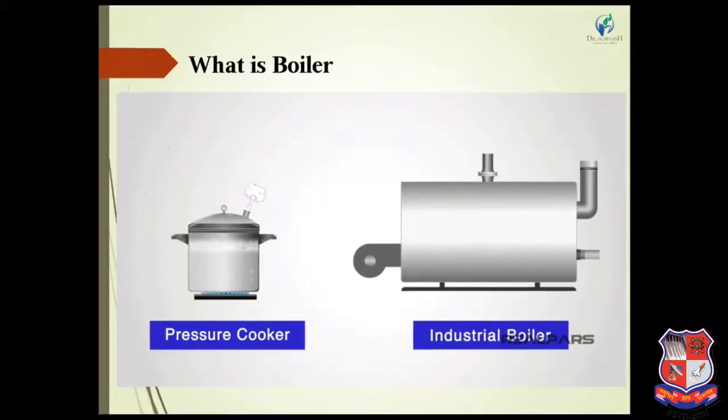Next is an industrial boiler. An industrial boiler is large in size compared to our pressure cooker. There is an input of water and an output of steam. There is a safety valve to protect against higher pressure. We have to give external heat to the boiler to convert water into steam.